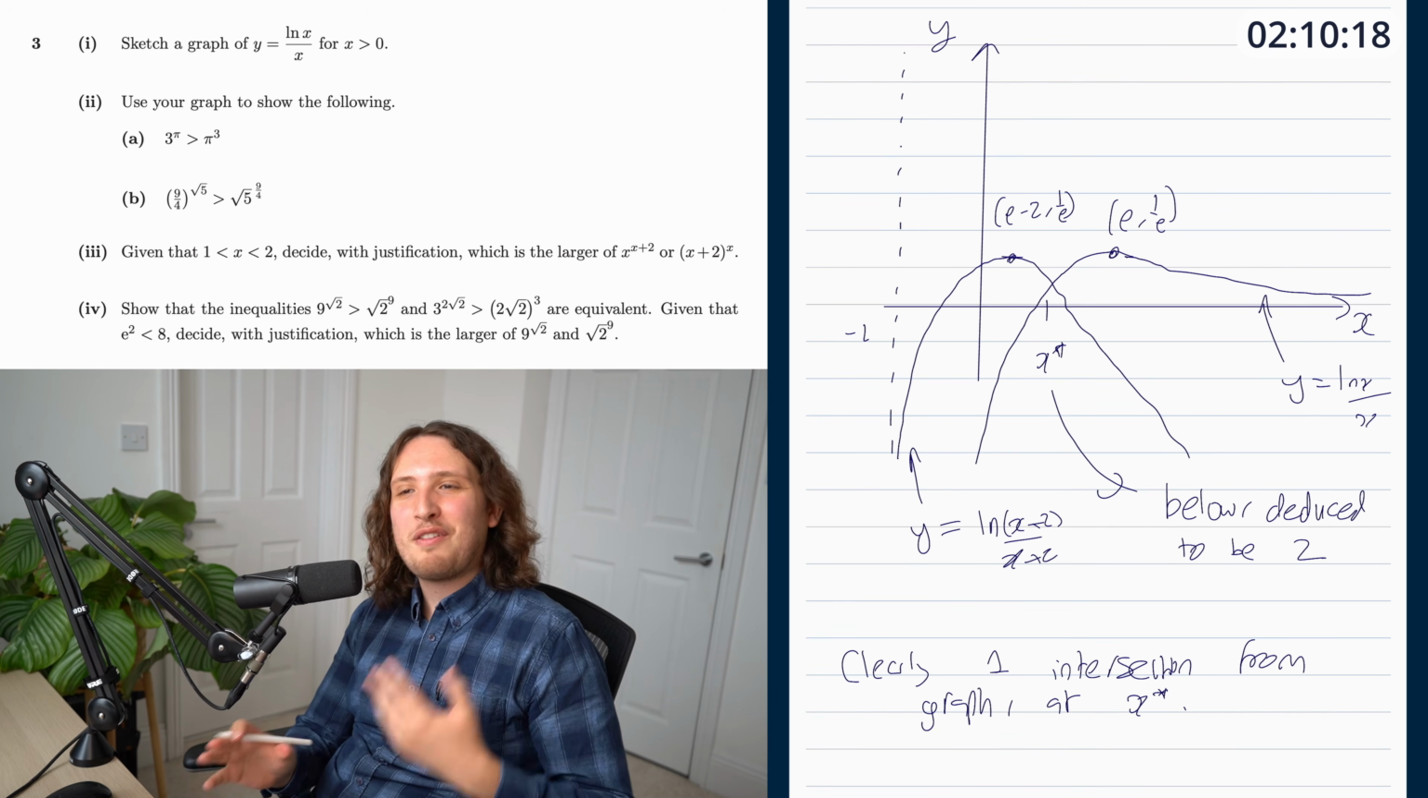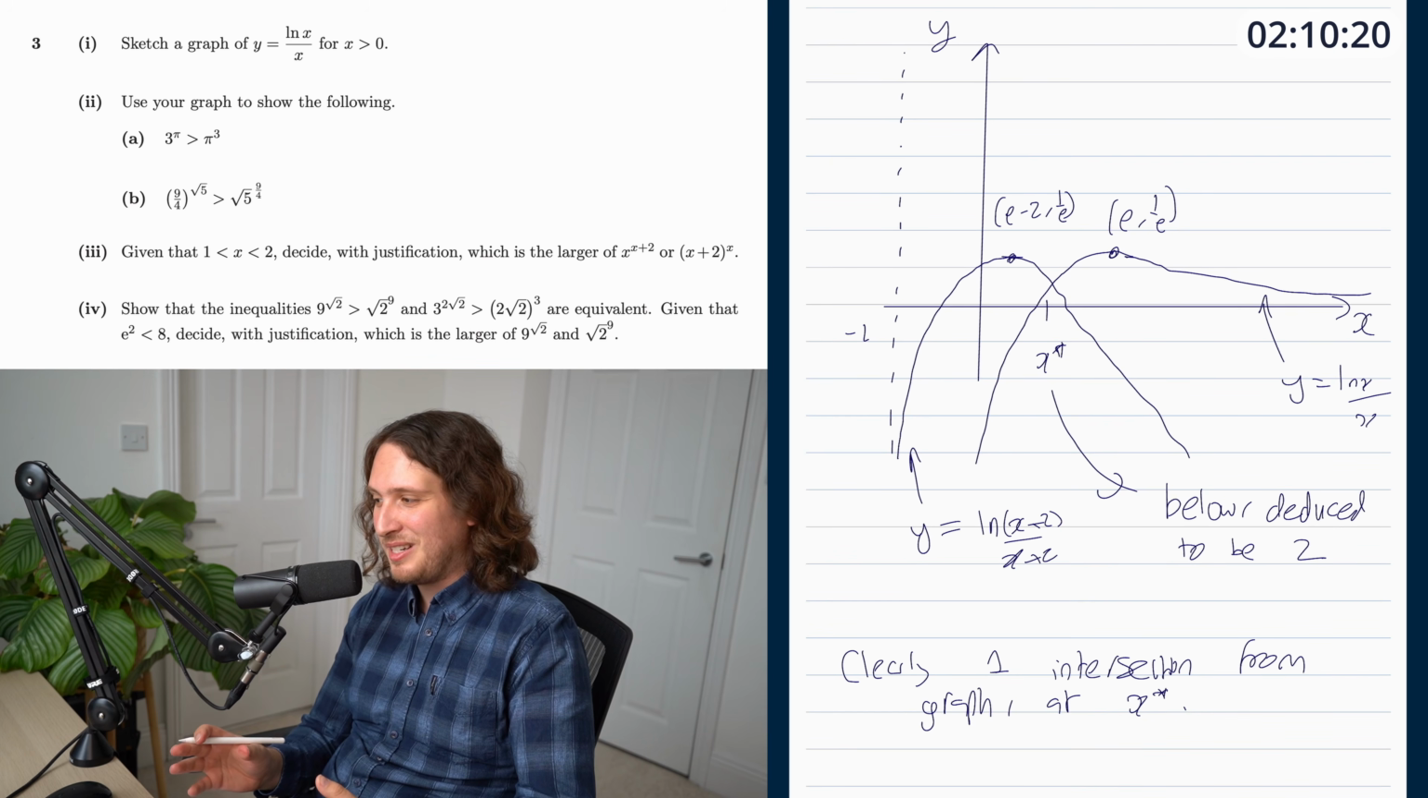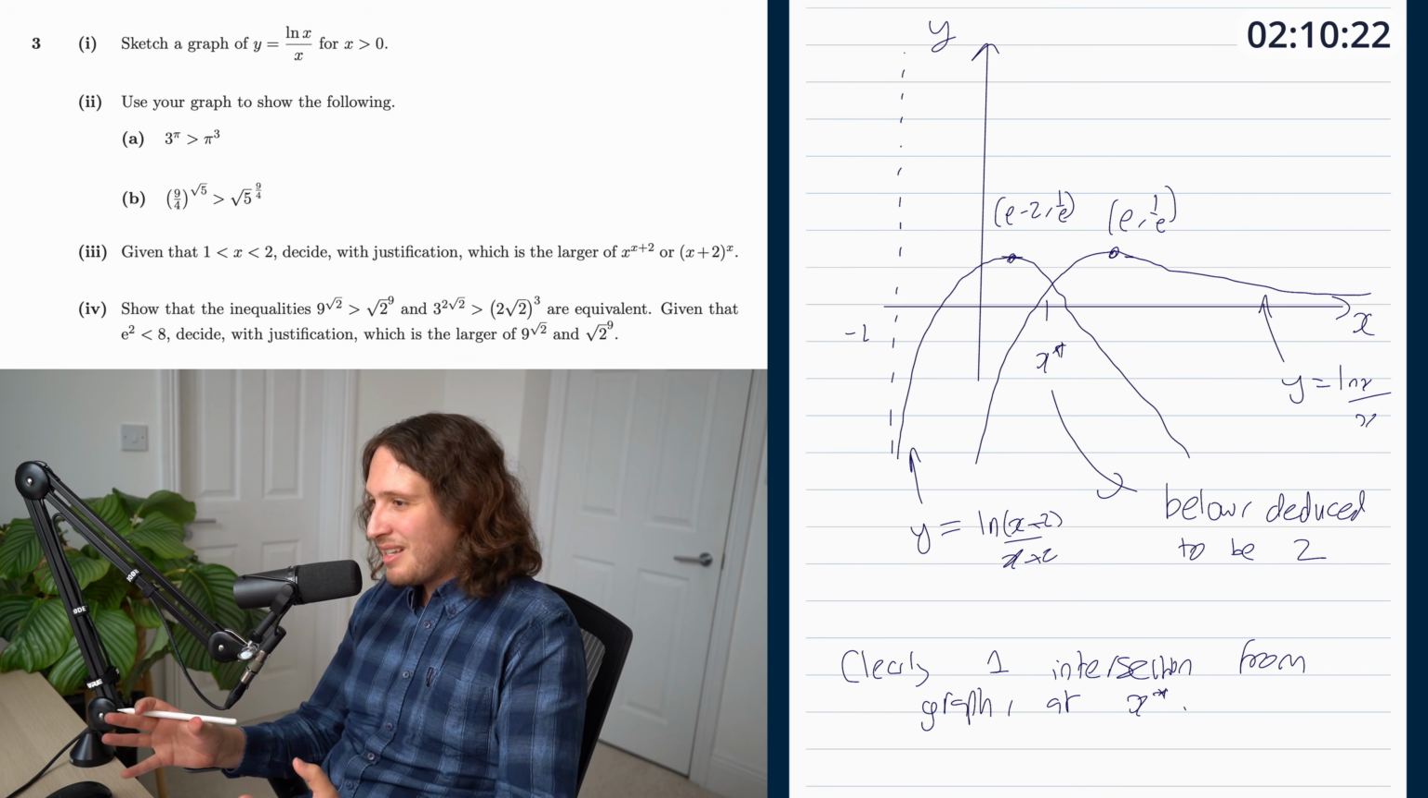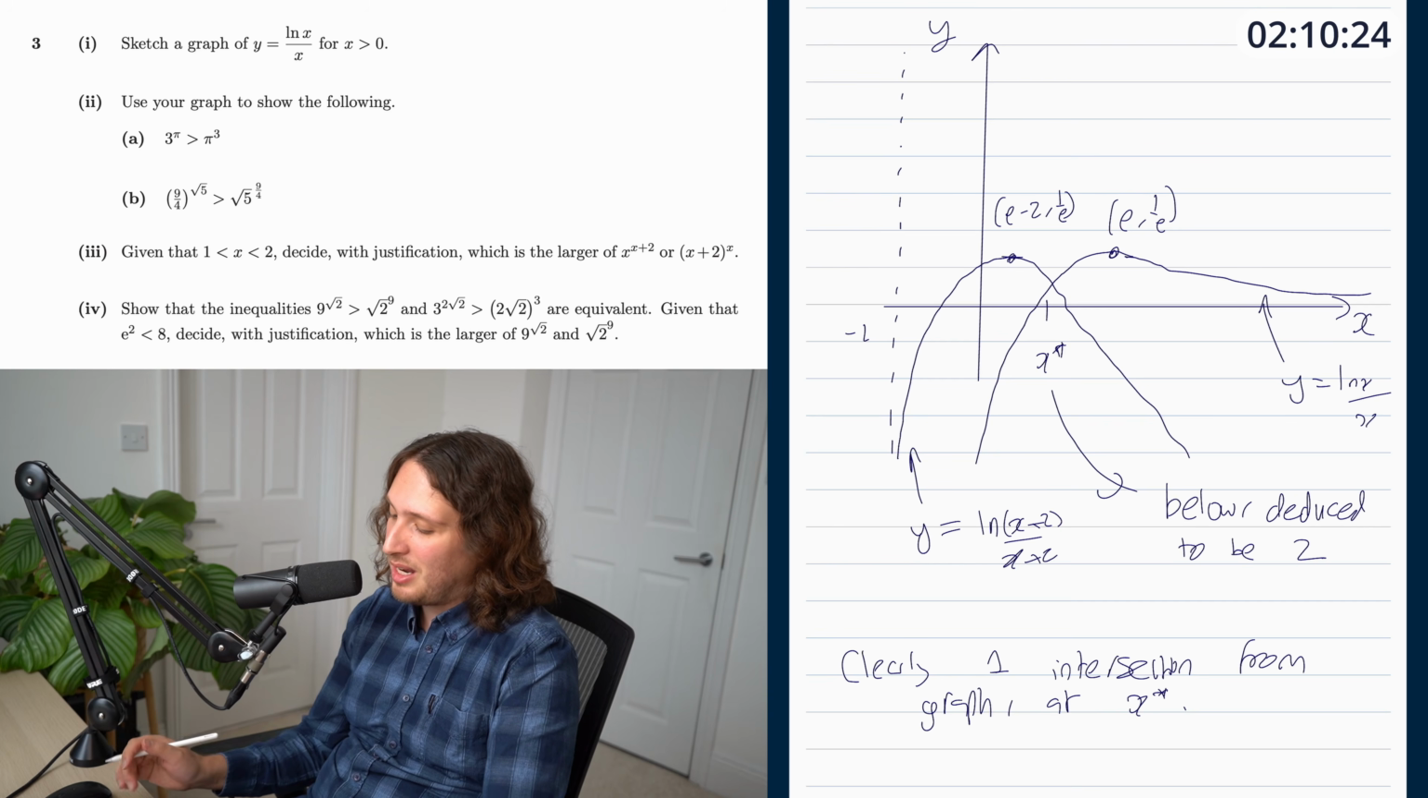This is exactly what I feared, though, with these inequality questions. That there'd be something weird that you just have to spot. And if you don't spot it, you're toast.